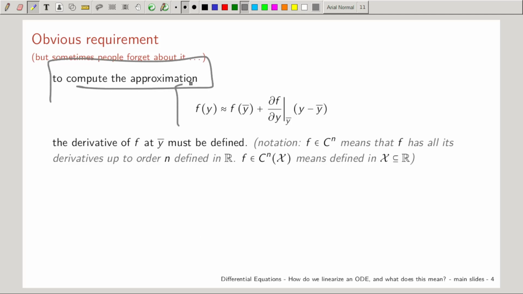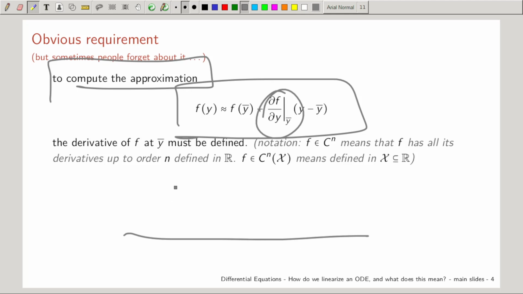To compute this approximation, the derivative must exist. Watch out, this is a common mistake. If I have, for example, a function that looks like this one, I can't linearize around here. So it's not given that I can always linearize. Another example: if I've got a function that looks like this one, and here I've got a discontinuity, there I cannot linearize either. So it's not guaranteed that I can always linearize. Perfect.